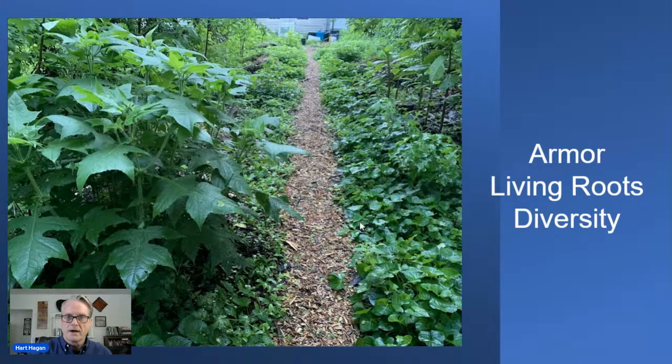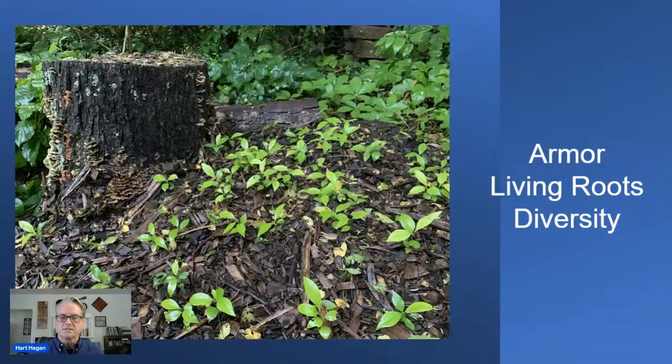On the right and on the left, you have lots of common violets. Here's oak, here's pokeweed. This is called small flowered leaf cup. And so there's lots of armor on the soil, lots of living roots in the ground, and lots of diversity. Armor, living roots, and diversity. Next picture, here's an example of armor, living roots, and diversity.